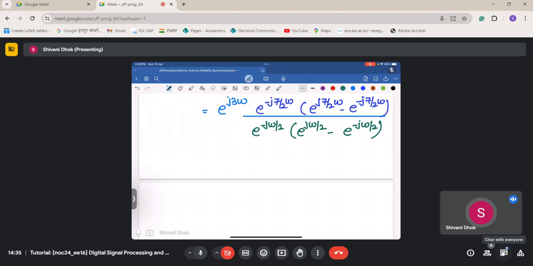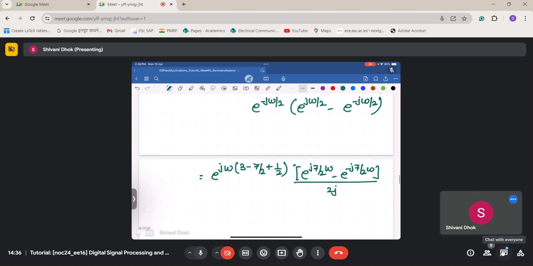So now let us first figure out this thing here. I'll have e power j omega, then it will be 3 minus 7 by 2 plus 1 by 2. Then here I can write e power j 7 by 2 omega minus e power minus j 7 by 2 omega divided by 2j, and this entirely I can divide by e power j omega by 2 minus e power minus j omega by 2 upon 2j.